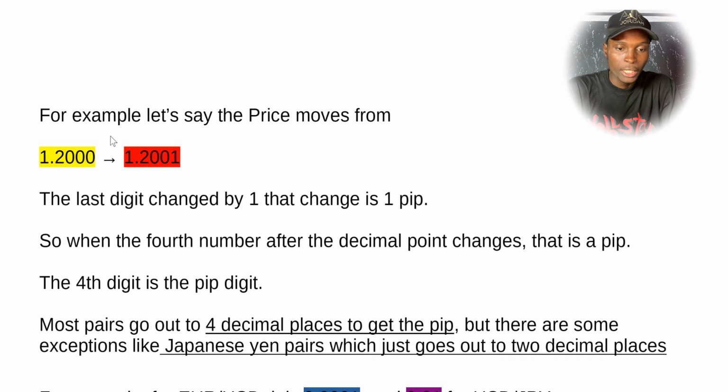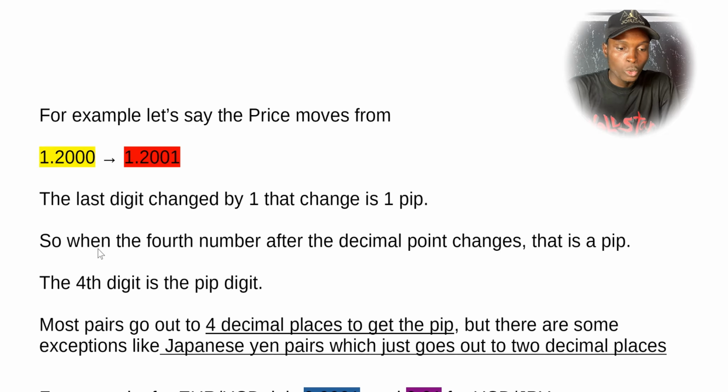For example, let's say a price moves from 1.2000 to 1.2001. Now, if you notice this value change, there is a change in the last digit. That single change in the last digit indicates a tiny price movement. Okay, that one change in the last digit is the pip movement. So the last digit changed by 1, which is 1 pip.